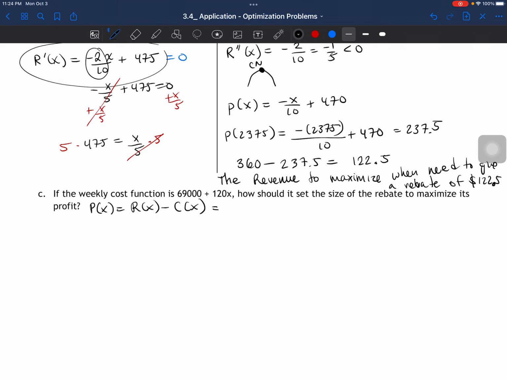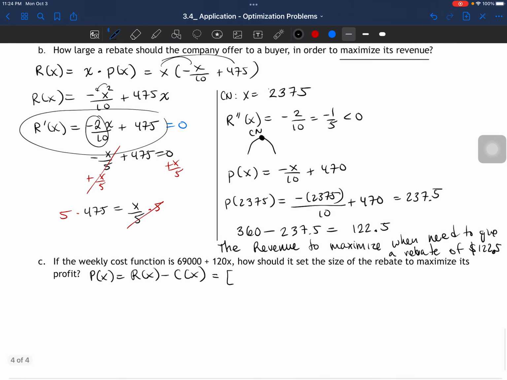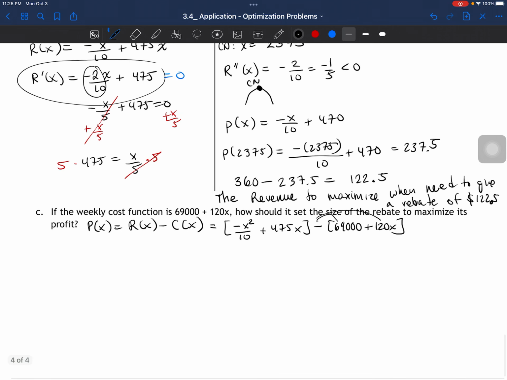And we're given the cost, and we already have the revenue. So what we can do here is just subtract those two. So the revenue is negative x squared over 10 plus 475x. And then the cost is 69,000 plus 120x. And of course, this is a game of making sure that you have your parentheses right, because if not, then we'll miss out the distribution of the negative.